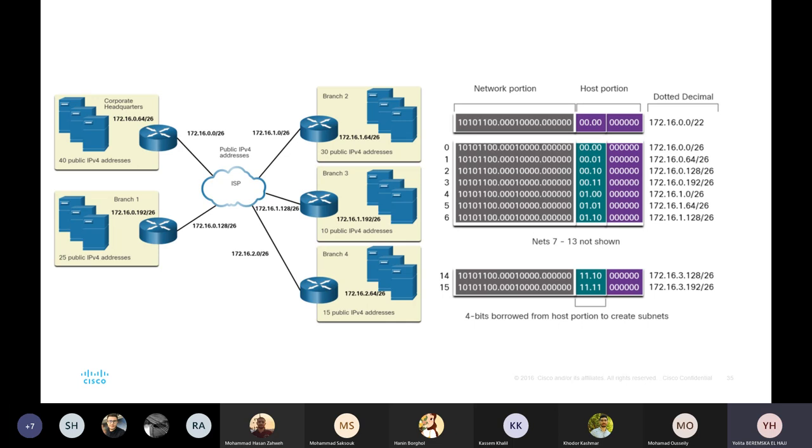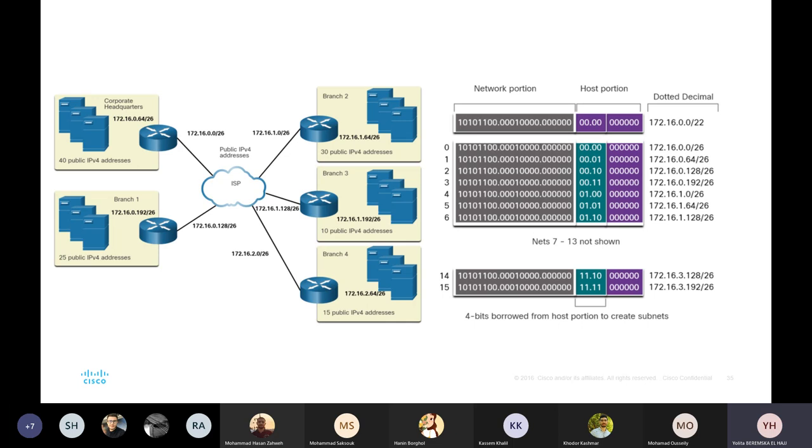And in each subnet of the same size, how many hosts do we have? 2 to the power 6 is 64, minus 2, 62 unique host addresses. This means in the first one we need 40, and 62 is enough. We have extra unused IP addresses. 25 is also less than 62, 30 addresses also less than 62, 10 less than 62, and 15 also less than 62.